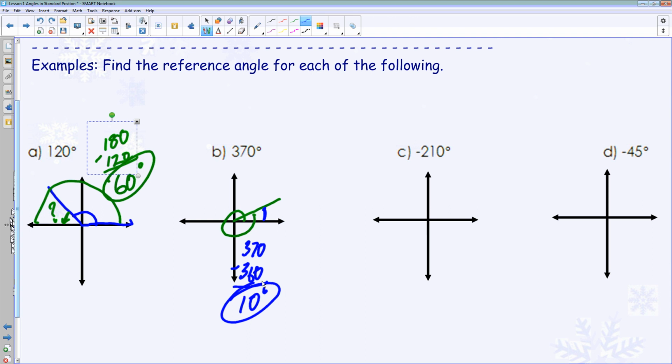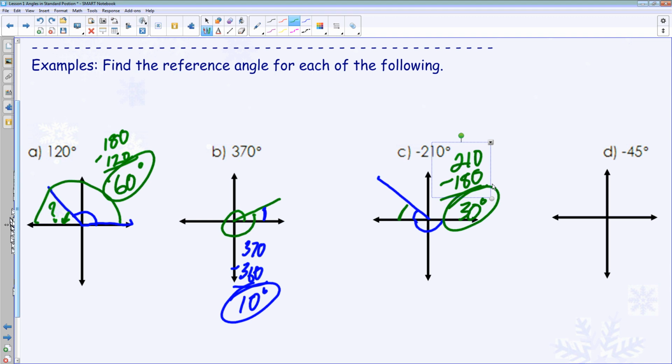Okay, negative 210, so we go negative 90, negative 180, and then we go a little bit further to get to that negative 210. All right, so what is that little bit further that we went? Well, if we pretended that instead of negative 210, it was positive 210 and just subtracted 180 from that, that would leave us with 30 degrees.